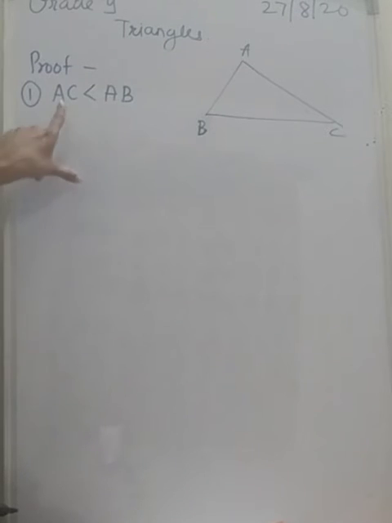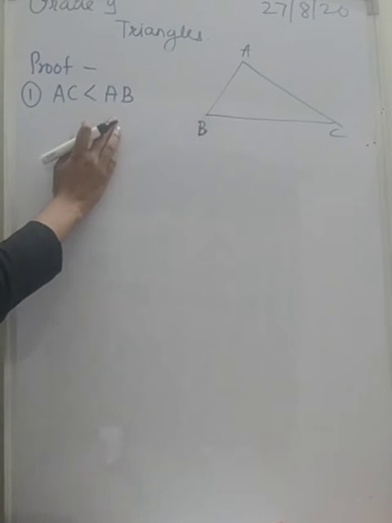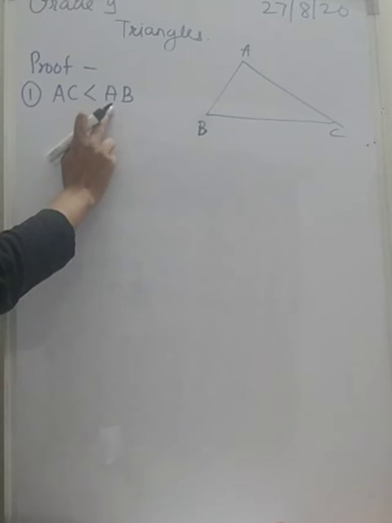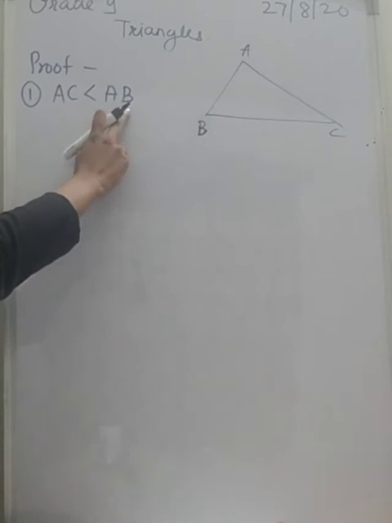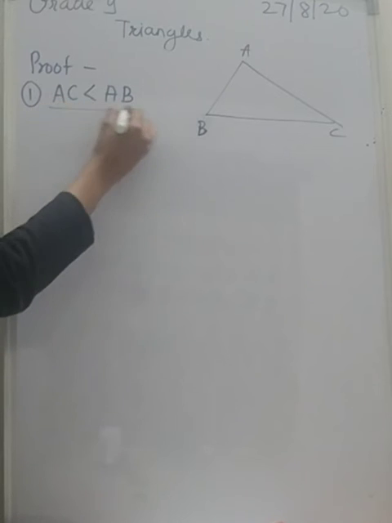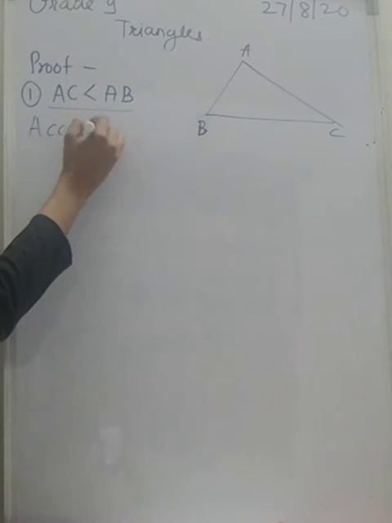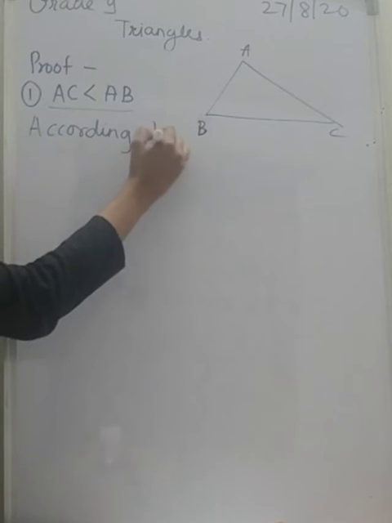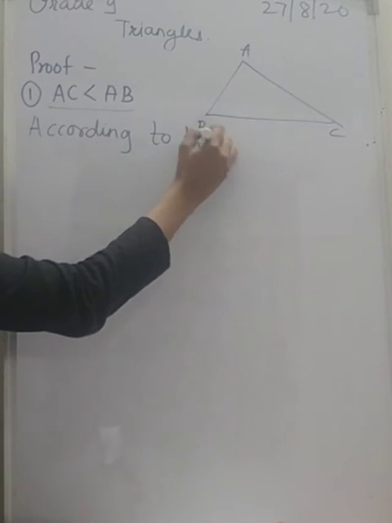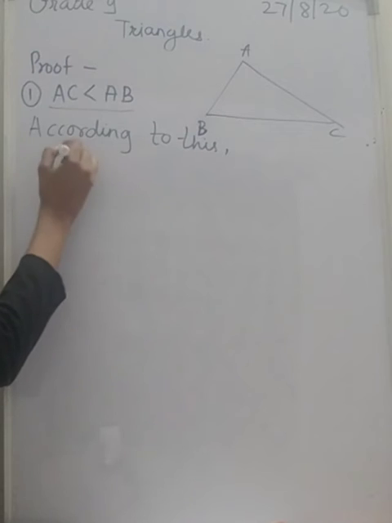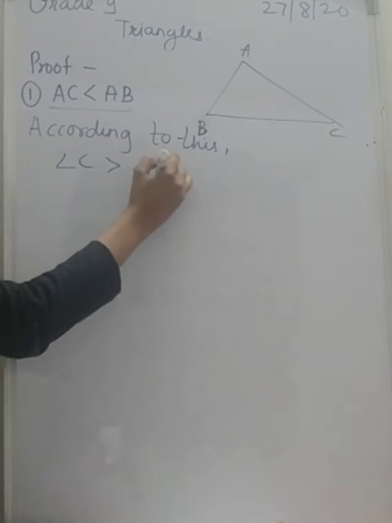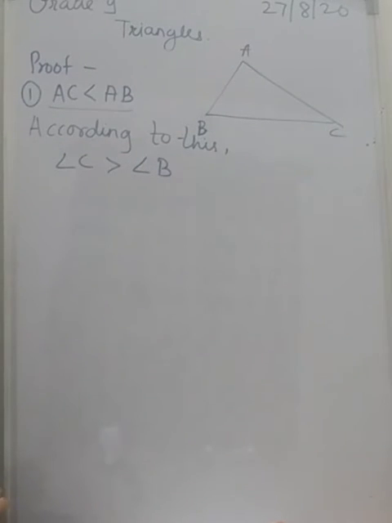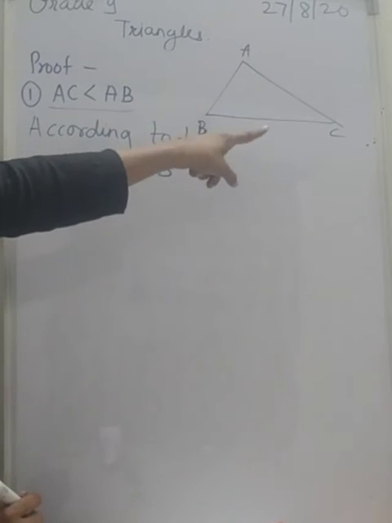So we are starting with the proof. We'll take the first condition, that AC is smaller than AB. Now when the side AB is bigger, the angle opposite to AB should be bigger. So according to this, angle C should be greater than angle B.